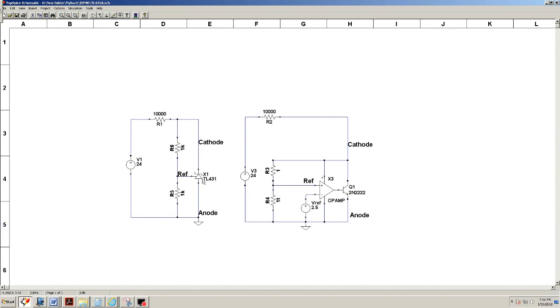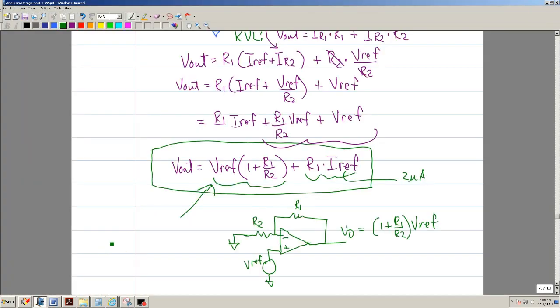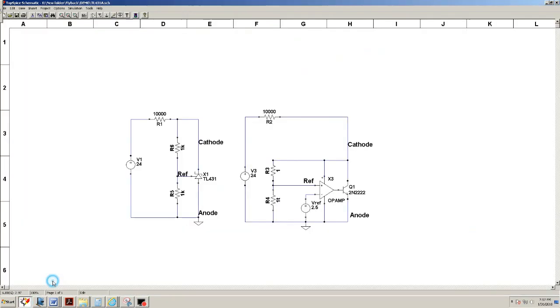Let me go back. Okay. So if we make this 1 plus 1, and it's 2.5, so this is 2 times 2.5, and we're going to have 5 volts. Okay, so let's take a look, see if it does work. So I should have 2 volts here.